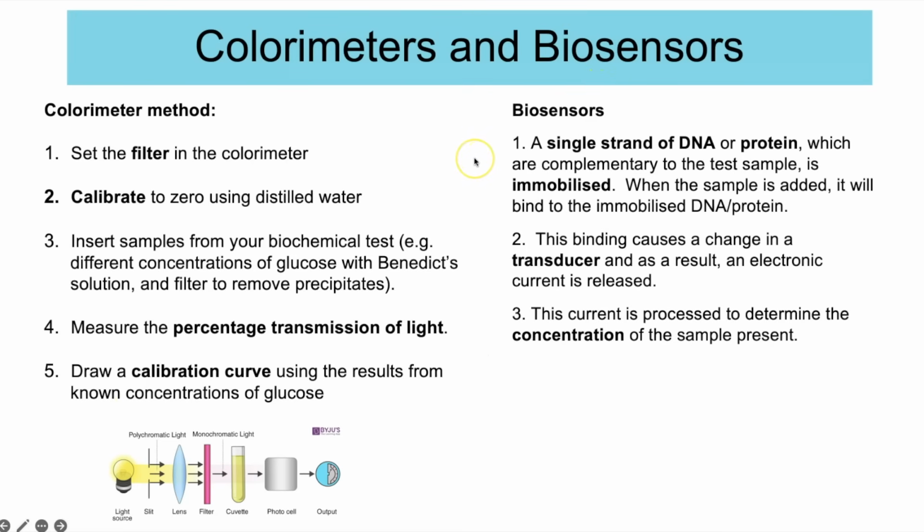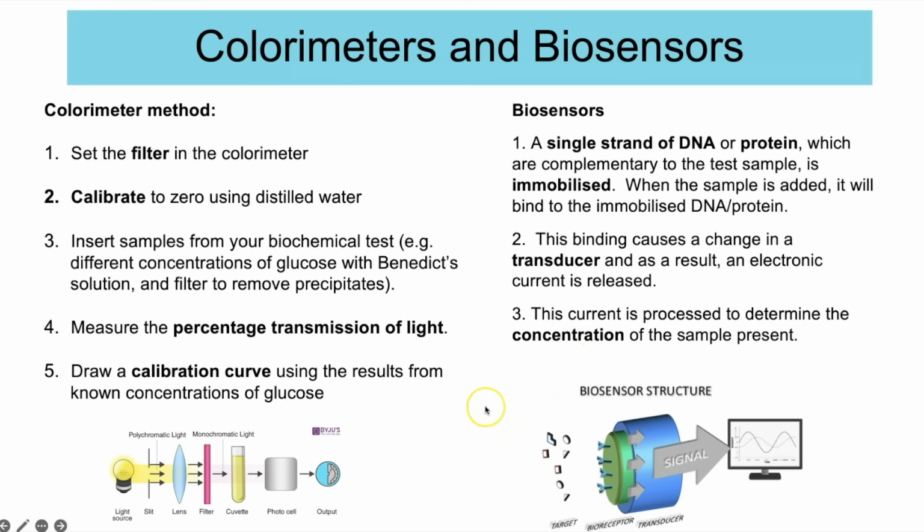You can also use biosensors, and this is when you'd have a single strand of DNA or protein which is complementary to the test sample, and that is immobilized. When the sample is added, it will bind to the immobilized DNA or protein. This binding causes a change in a transducer, and as a result an electrical current is released. And this current is processed to determine the concentration of sample present.